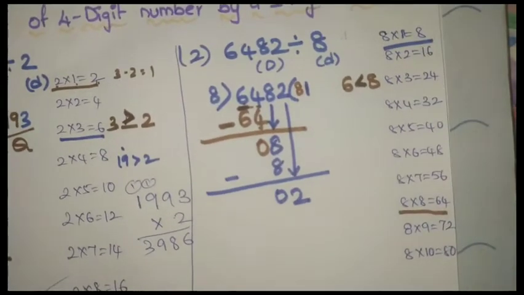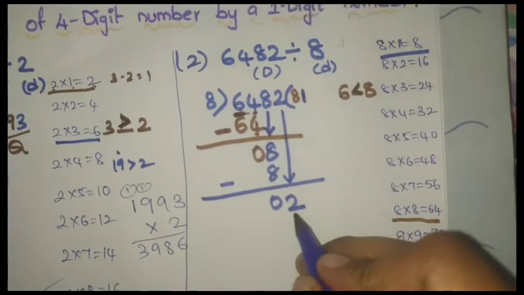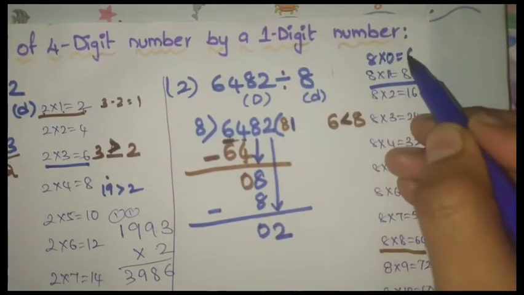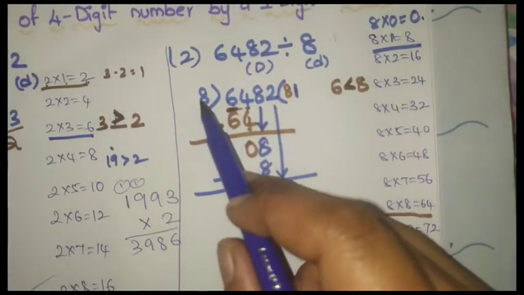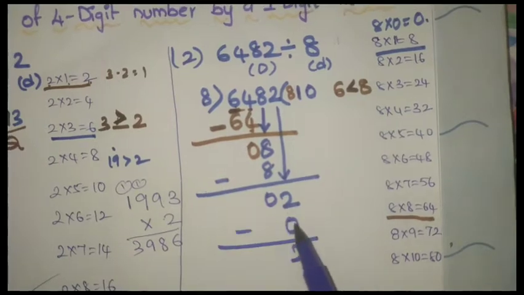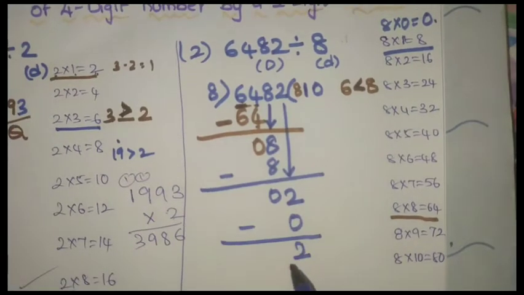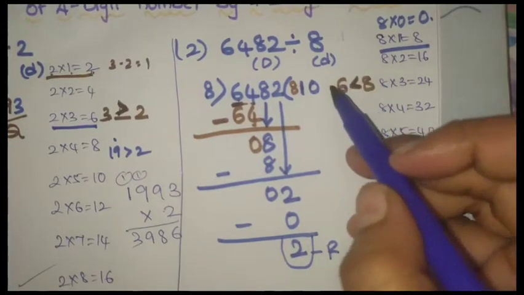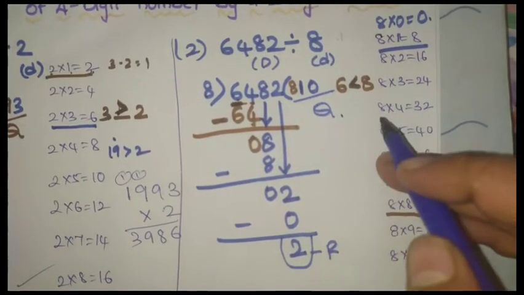Okay, in the 8 table will we get 2? No. Before 2, 8 ones are 8, there will be 8 zeros are 0. So we'll take 8 zeros are 0. Okay, 2 minus 0 is 2.